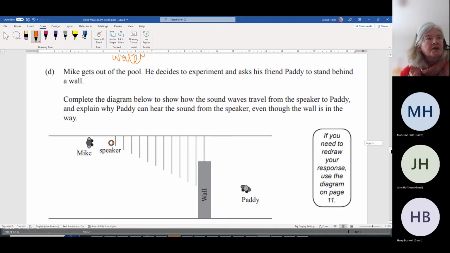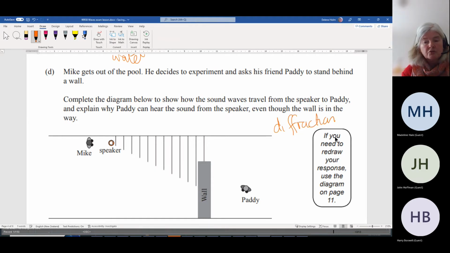Oh, okay, it's not quite. So Mike gets out the pool. He decides to experiment and asks his friend Paddy to stand behind a wall. So if it was a light wave, if it goes in straight lines, but waves can bend. And there's a particular word for that. And that is, hopefully, diffraction.